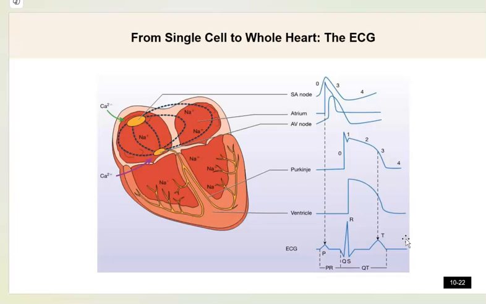So if I were to ask you a question of what section of the EKG represents atrial and AV nodal conduction, that would be the PR interval. If I were to ask you what section of the EKG represents ventricular repolarization, you would say the T wave. If we were to ask you what does the P wave represent on the EKG, you would say atrial depolarization.